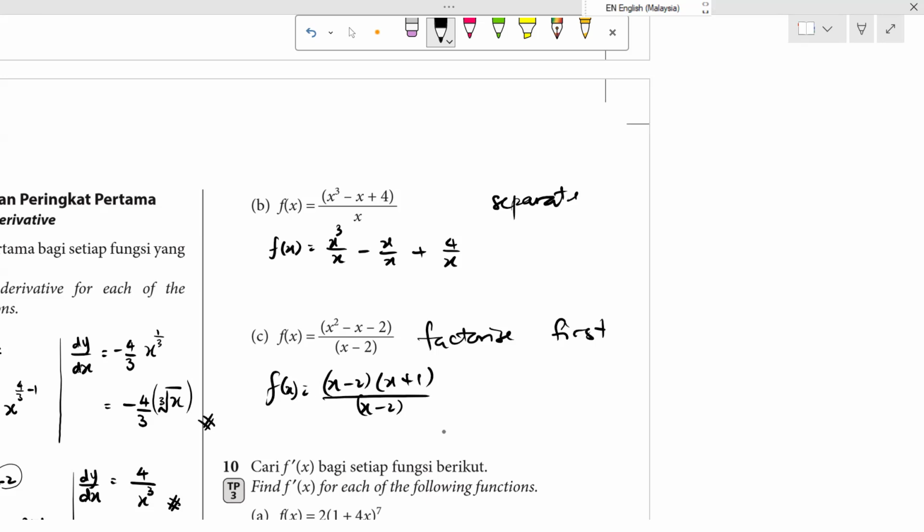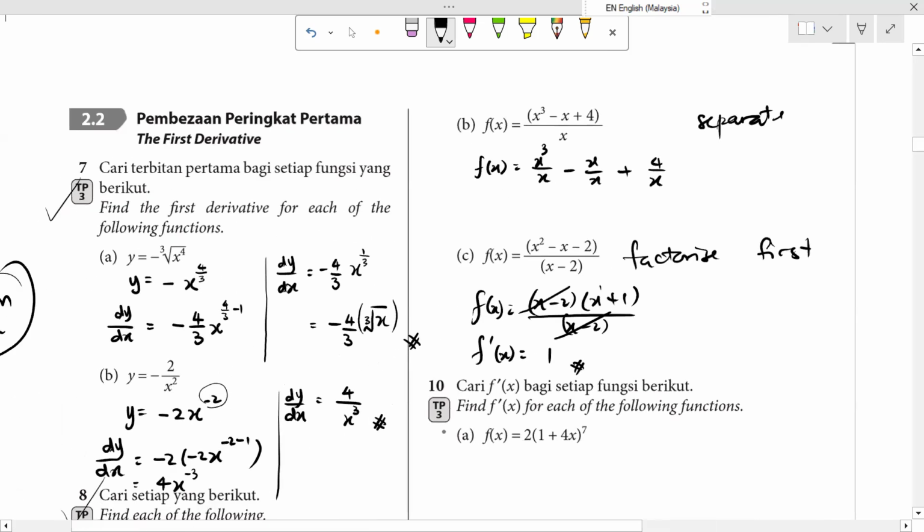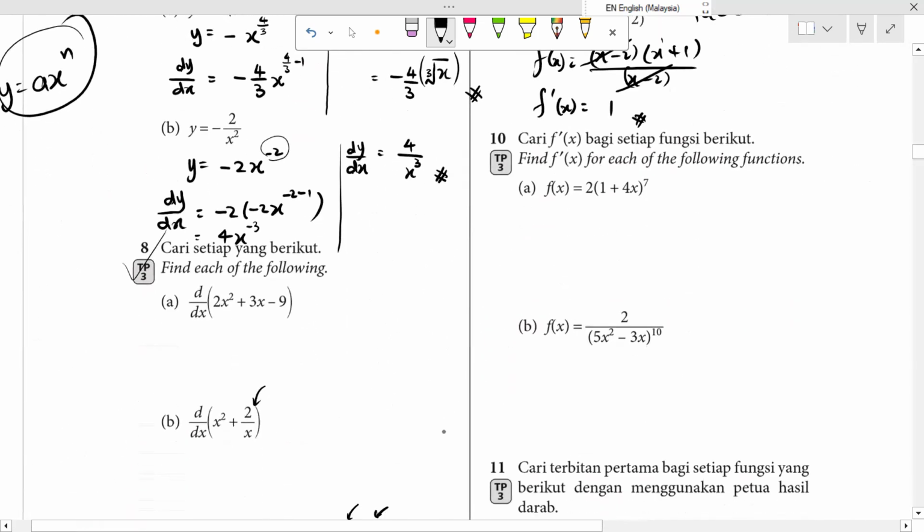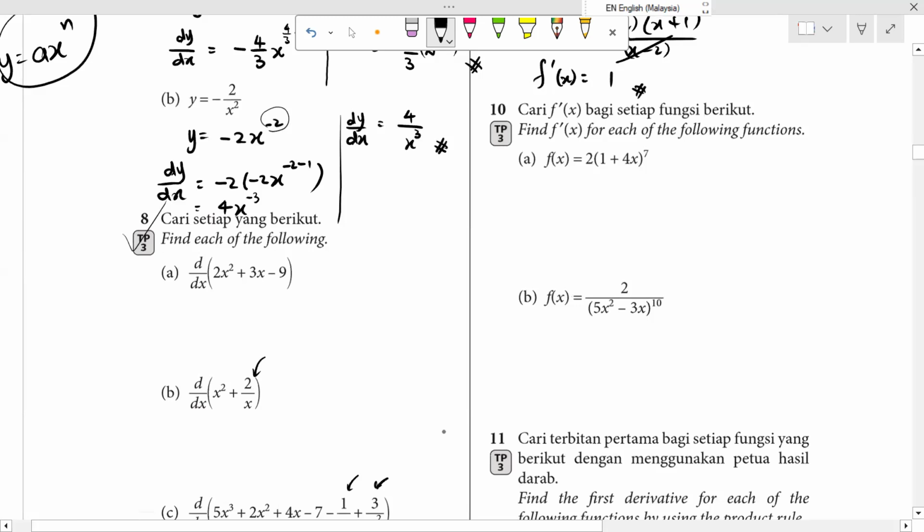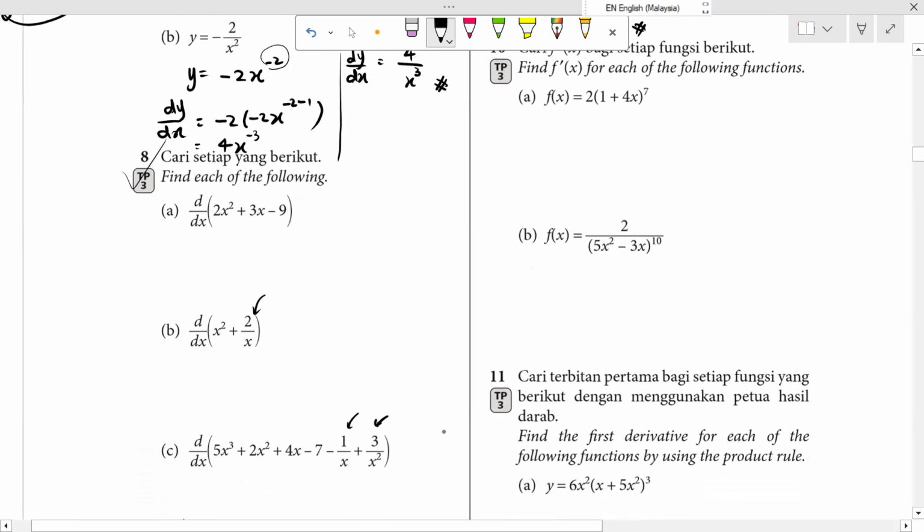Okay, why I write x minus 2 first? Because I know can be simplified. So x minus 2 must be able to simplify, otherwise they won't ask. Okay, so you left with x plus 1, so f prime x will be the x plus 1. So power 1 bring down, become just 1. That's it. Because it differentiate, the 1 is 0. Is that okay? Easy? Then do now. Do, let me see. Do number 8a first. Do 8a and b.